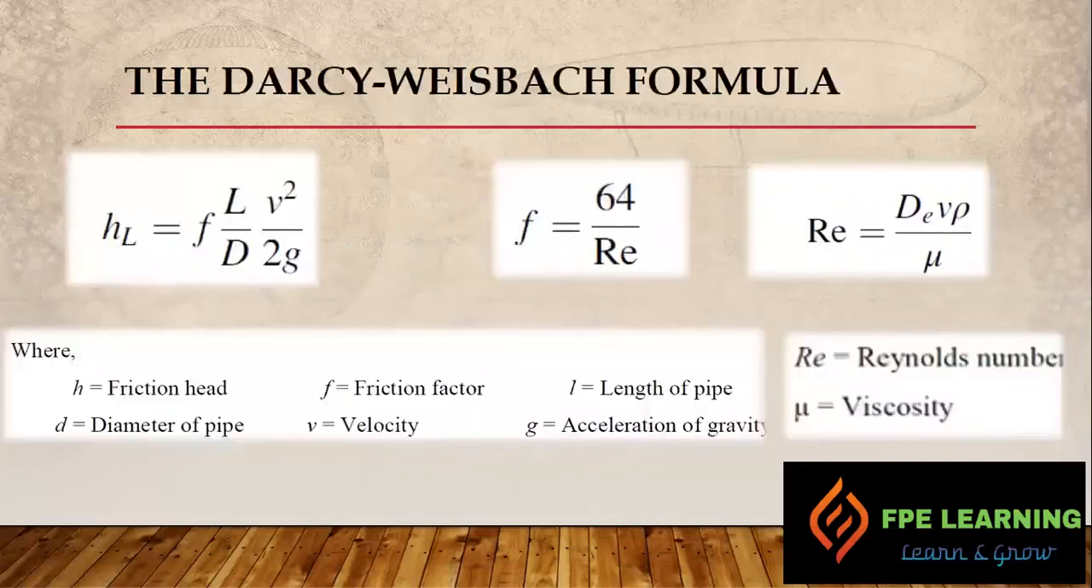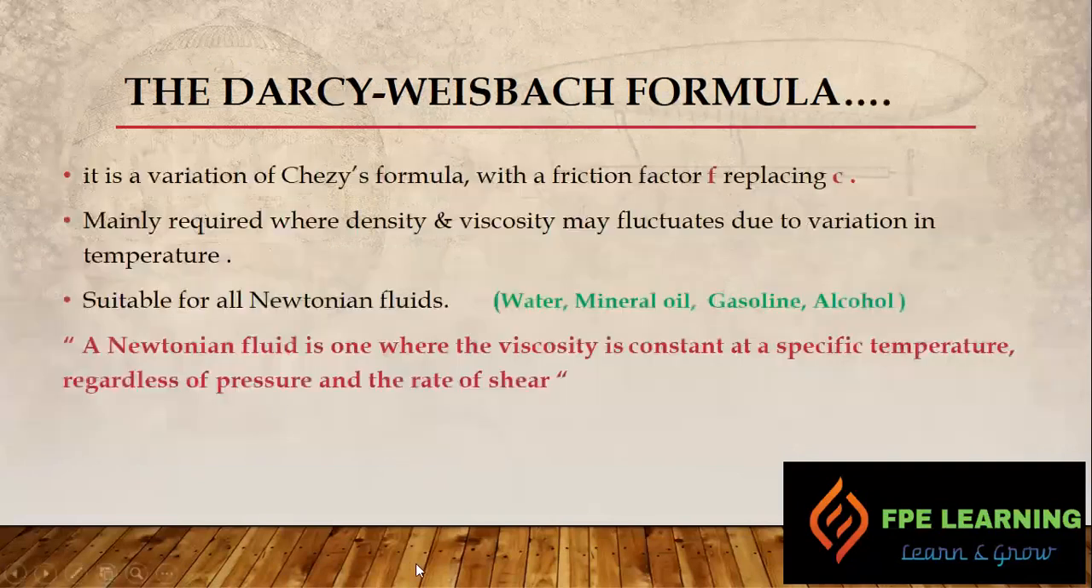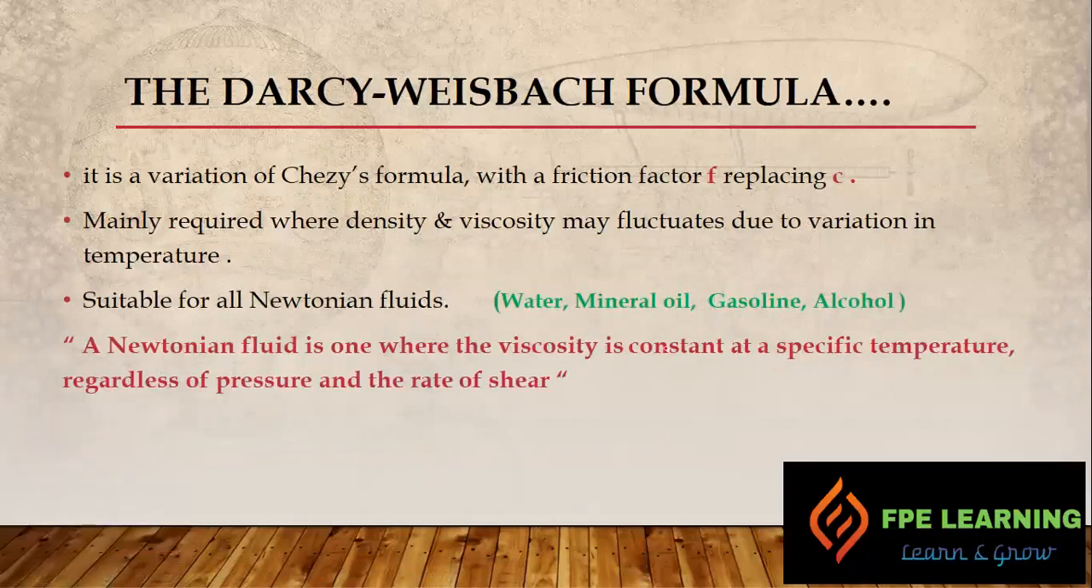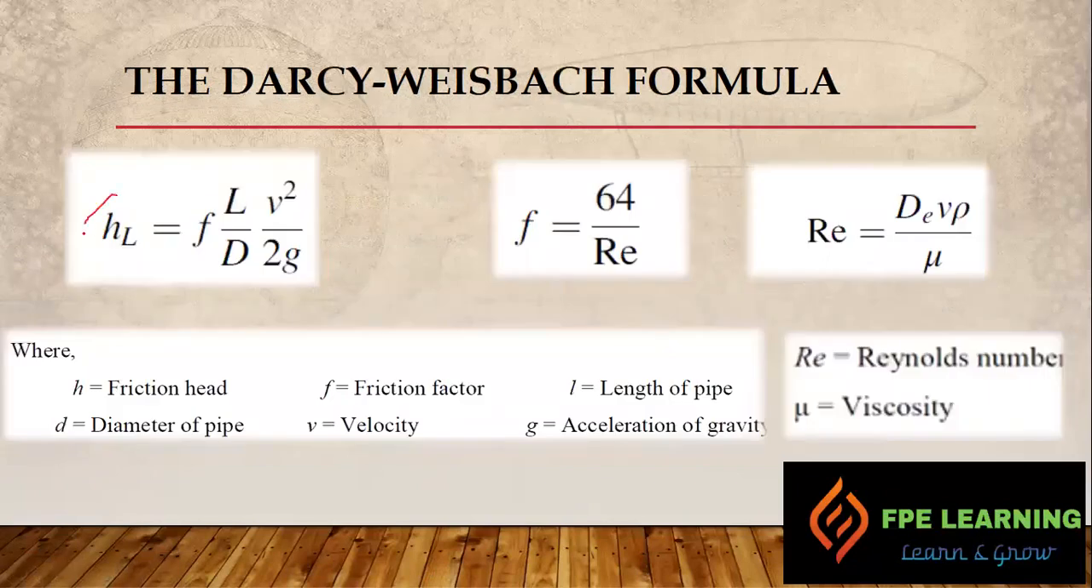We have the Darcy-Weisbach formula. In the Darcy-Weisbach formula, head loss equals F L V squared over 2 D g. This is the formula for Darcy-Weisbach: HL equals F L V squared over D into 2g. Now, if you know the diameter of the pipe, length of the pipe, and velocity, g is the constant.